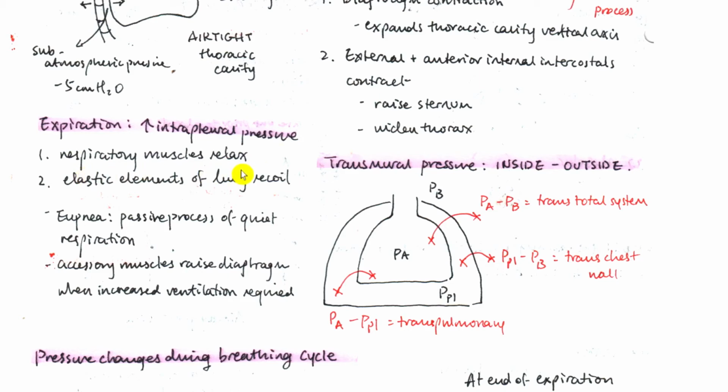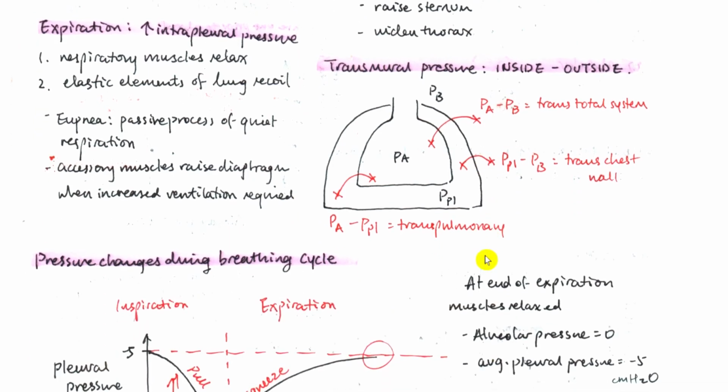Now, expiration is an increase in intrapleural pressure. Firstly, the respiratory muscles relax, elastic elements of the lung recoil, and this is meant to be a passive process, so it's not meant to require a lot of effort unless you're exhaling really forcefully, in which case you'll need your accessory muscles of respiration, but otherwise it's passive. So eupnea is the passive process of quiet respiration. Accessory muscles raise the diaphragm and increase ventilation where required.